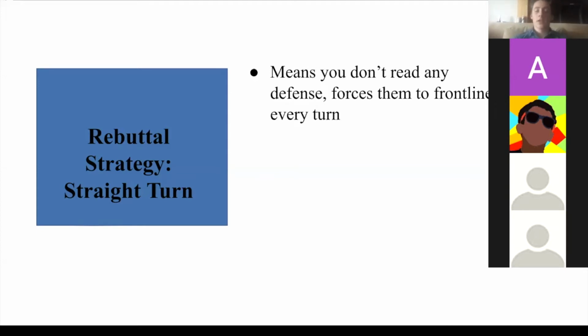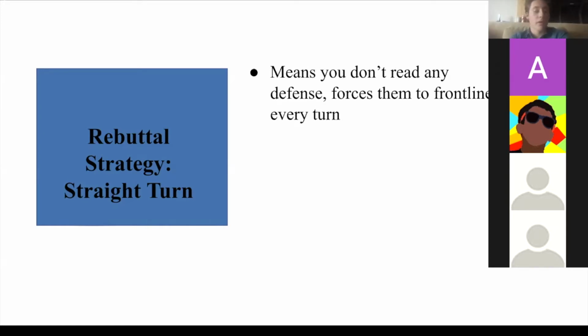The point here is to not do that. The point here, as the rebuttalist, is to just deliver a bunch of turns that are really good and really solid, and then force your opponents to frontline them. So, how do you do this? You want to keep a few things in mind. The first thing you need to keep in mind is that you want to have several turns available.